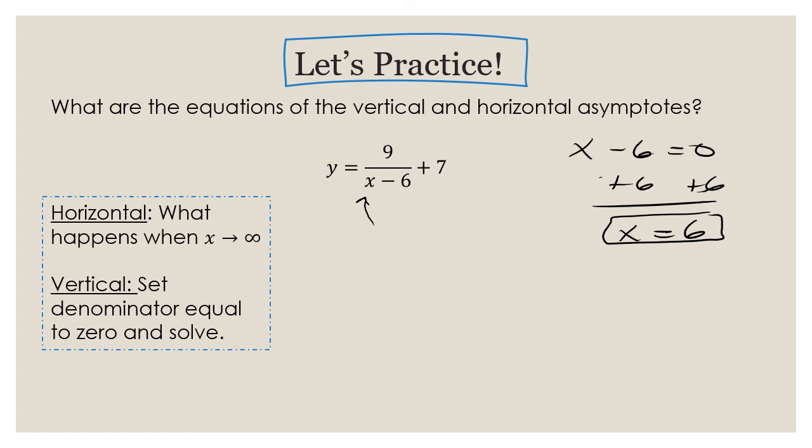Now let's find the horizontal. What happens when x approaches infinity? So as this x right here gets very, very big, this fraction is going to get very, very small. And in fact, it's actually going to go to 0 eventually, which leaves us with 7 left over. So our horizontal asymptote is y equals 7. It's usually just going to be whatever this number is out here, just so you know.